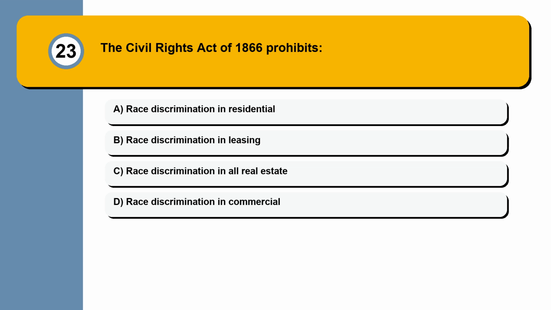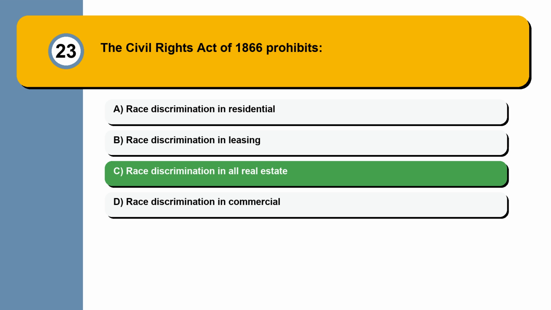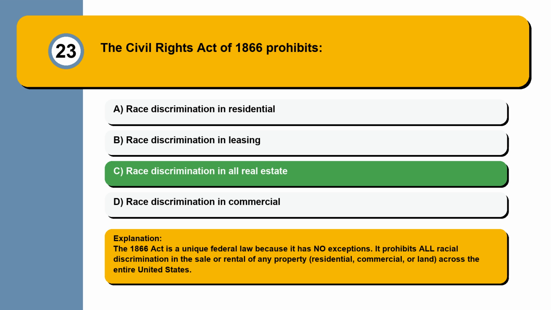Question 23. The Civil Rights Act of 1866 prohibits race discrimination in residential, race discrimination in leasing, race discrimination in all real estate, race discrimination in commercial. The 1866 Act is a unique federal law because it has no exceptions. It prohibits all racial discrimination in the sale or rental of any property, residential, commercial, or land, across the entire United States.